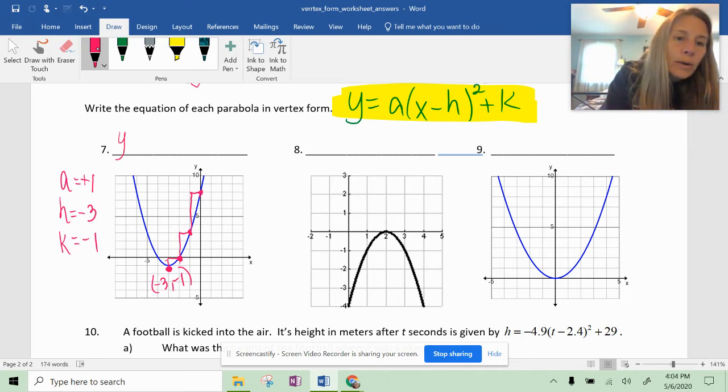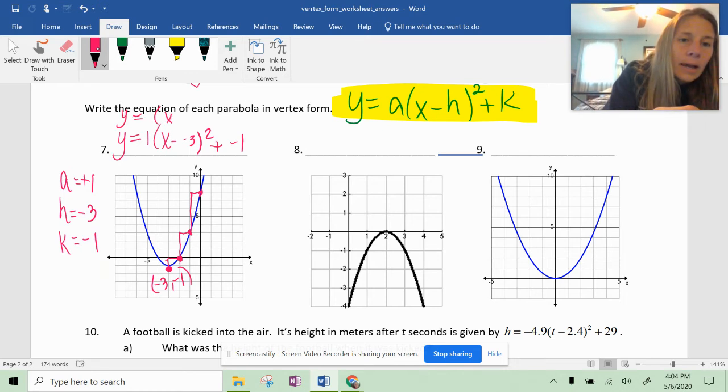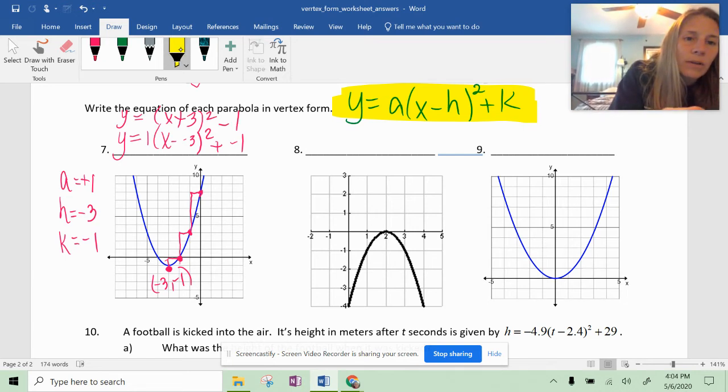So then when you write your equation, it's y equals 1 times x minus negative 3 squared plus negative 1. Now, of course, you would want to simplify all that. So you would write y equals x plus 3 squared minus 1, because you don't need to have the double negative and you don't need the 1 in the front. So this would be your answer there.